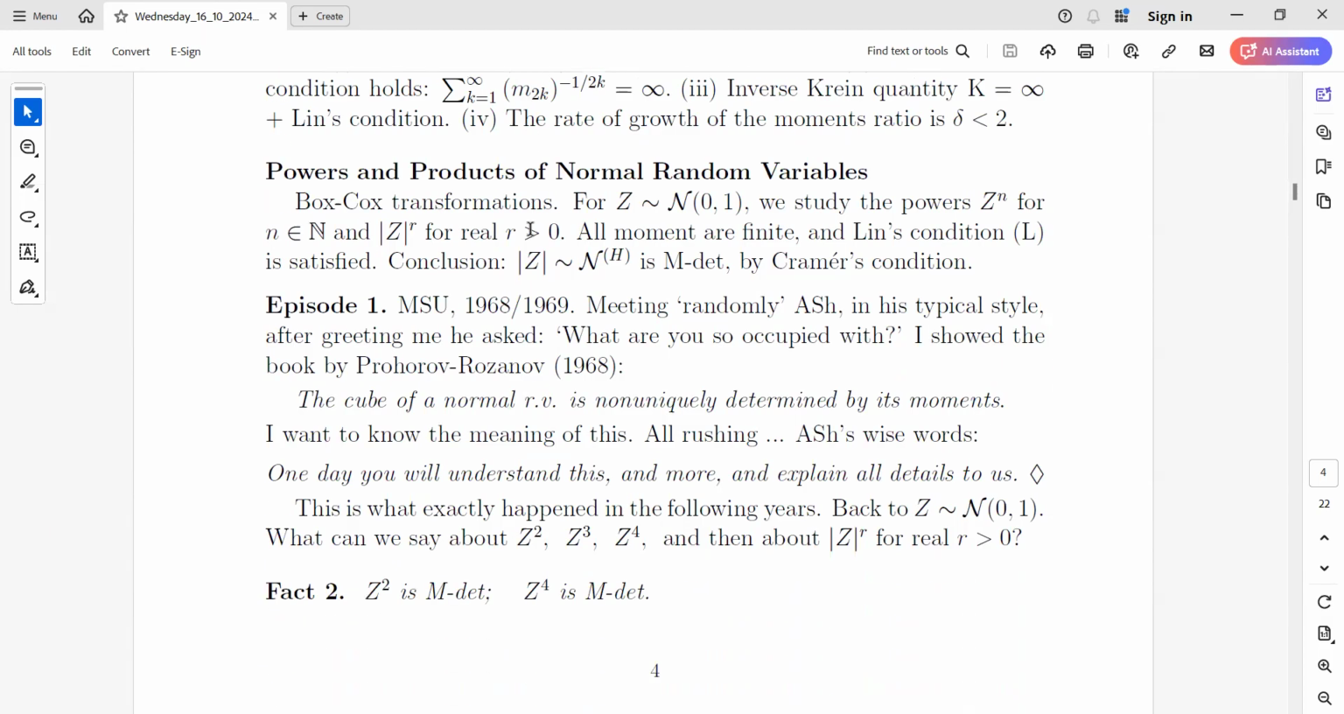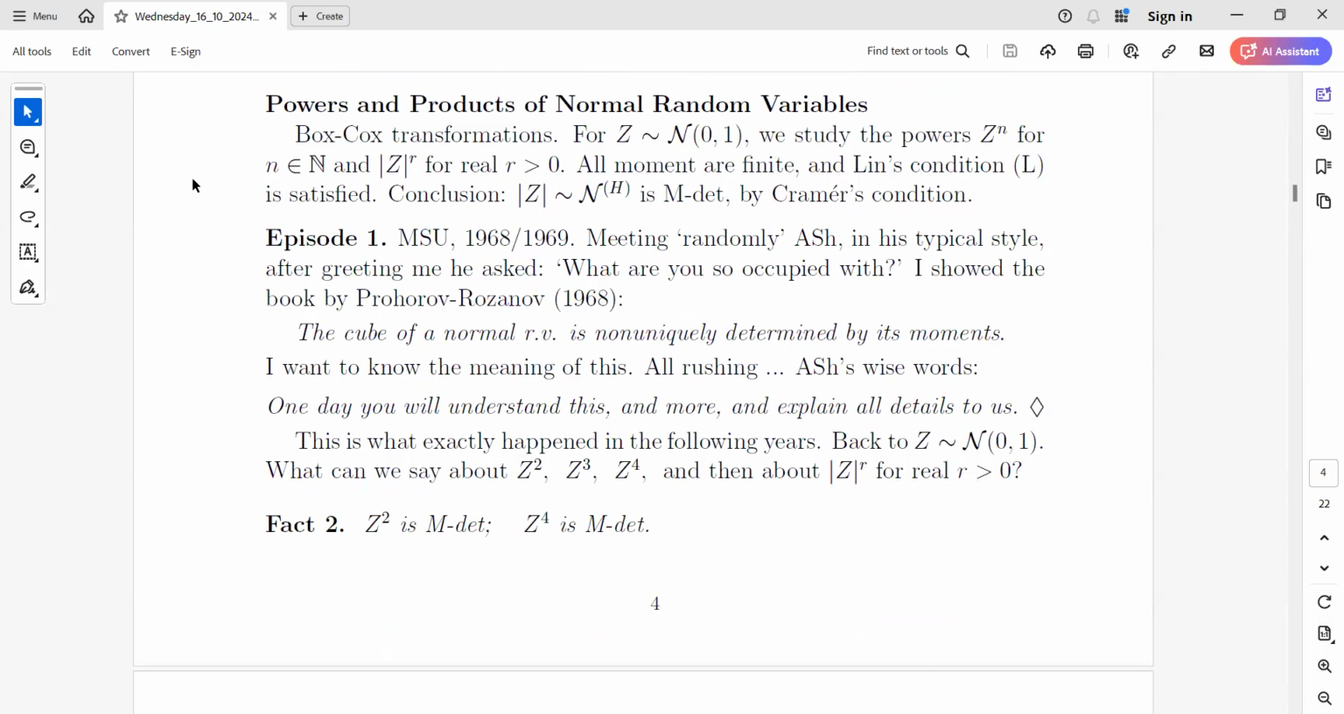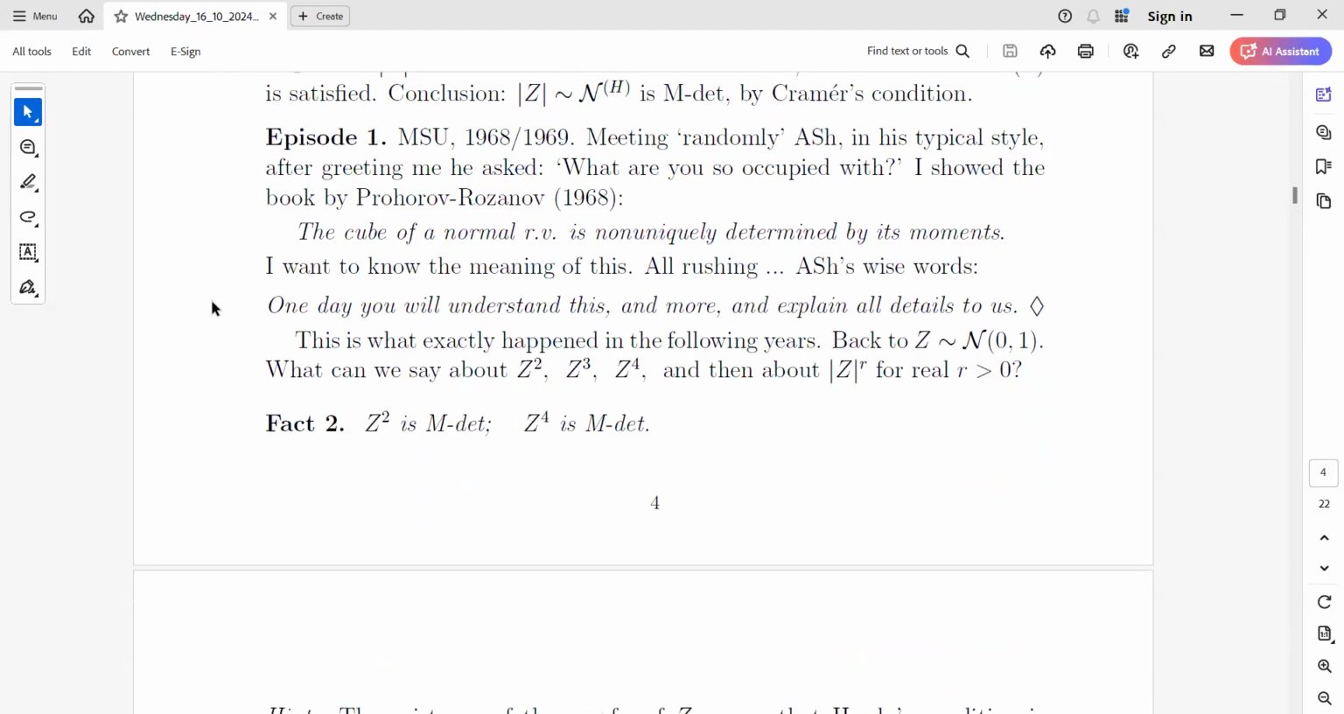Now, the next, more interesting, is to consider the so-called Box-Cox transformations, either integer positive powers, or real powers, where we take the absolute value. And it turns out that here there was something to do, and here is a very short but funny episode.